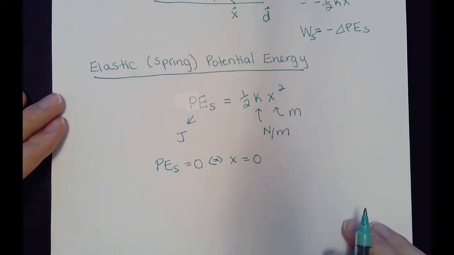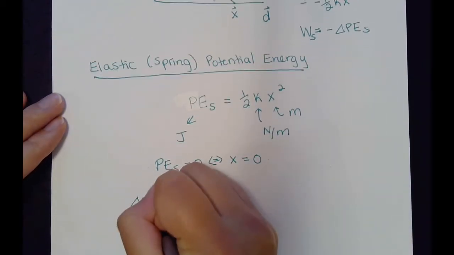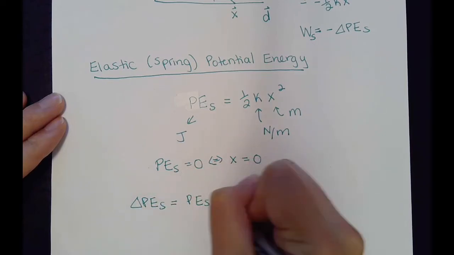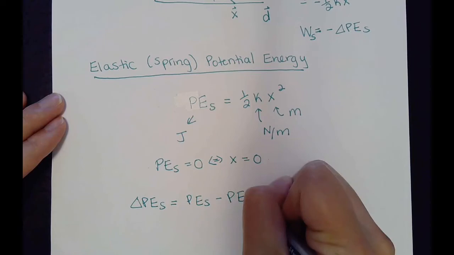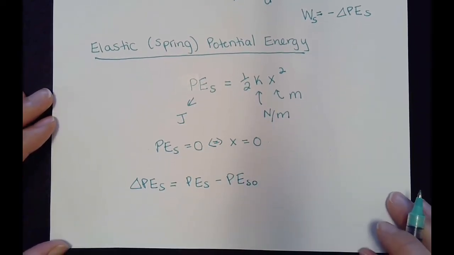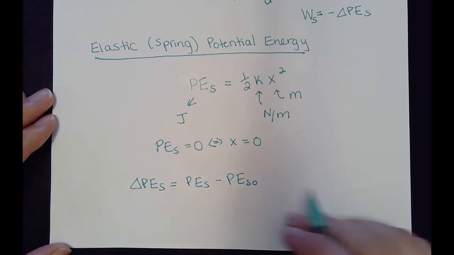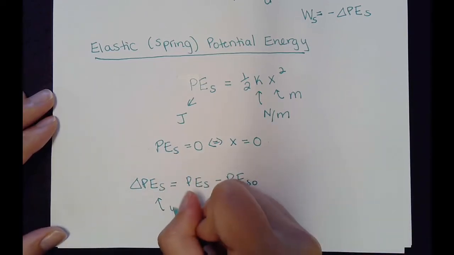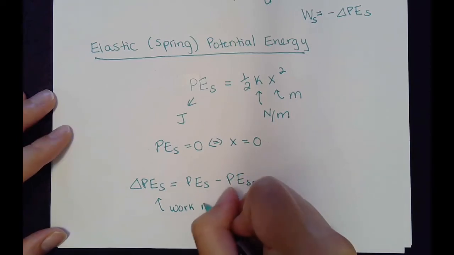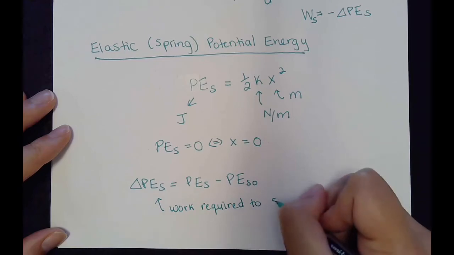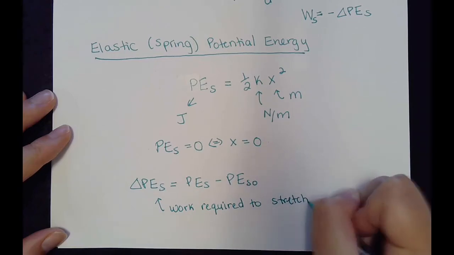Then we can also find the change in elastic potential energy by taking the final elastic potential energy minus the initial potential energy. And if we want to find the work done to stretch or compress a spring, it's going to be this value as well. So this will be the work required to stretch or compress a spring.